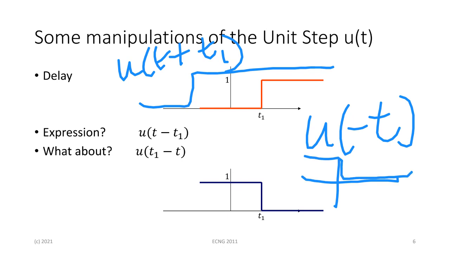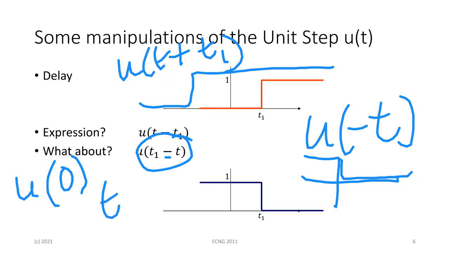So u(t minus t1) again is a delay. And if you want to figure out why it is a delay, where is the u equal to 0? u at t equal to 0 is where? Right? u at t equal to 0 is at t equal to t1 here. So it has moved that way along the time axis. Therefore, that is a delay. Yeah? Fair enough?